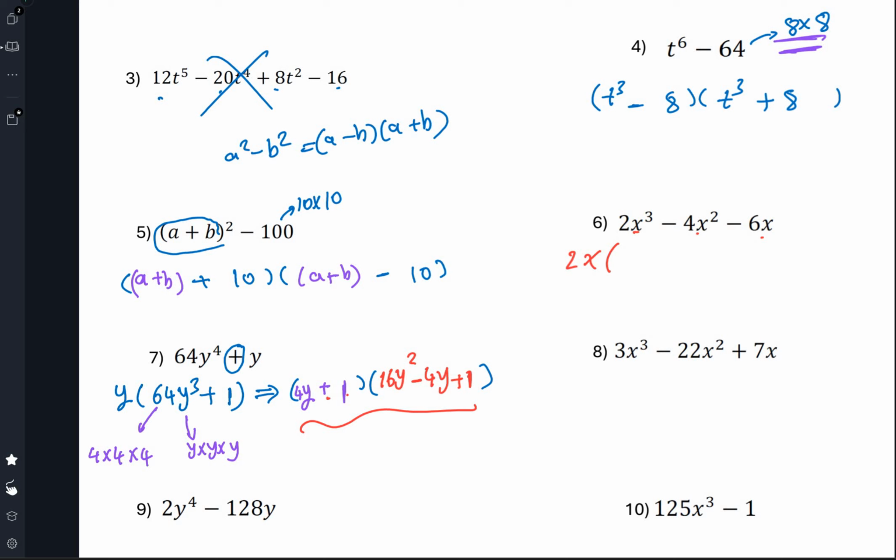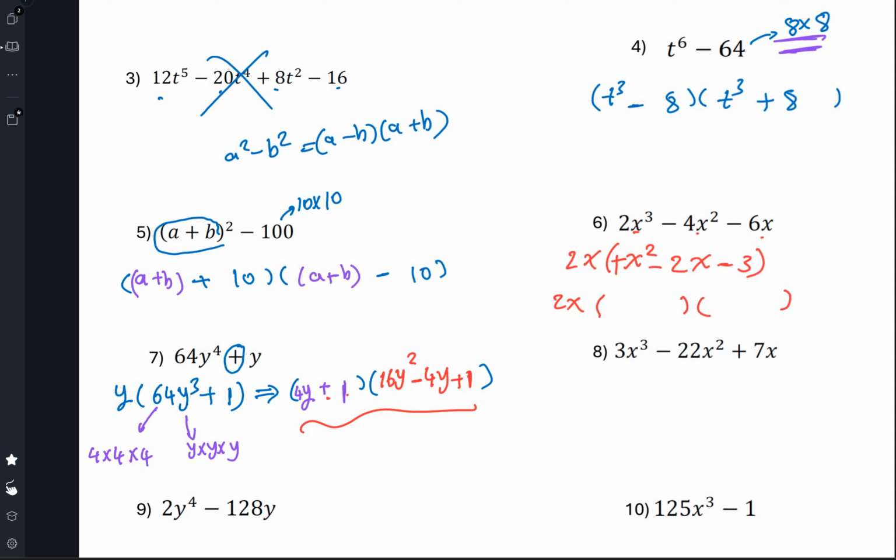2 divided by 2 is 1, x power 3 divided by x is only x power 2, minus 4 divided by 2 equals 2, and x squared divided by x equals only x, minus 6 divided by 2 equals 3, x divided by x equals only 1. So this is the factorization. Keep 2x outside, and x squared, since it's quadratic, we can make it 2 brackets. These are the 2 brackets.